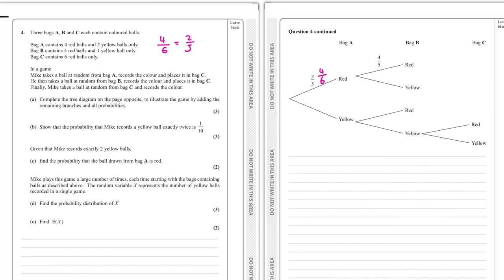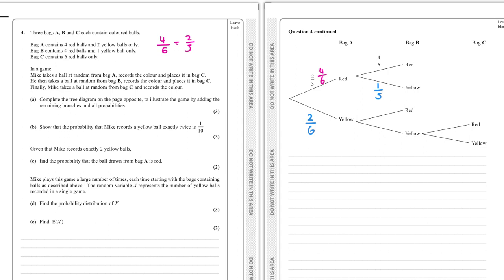So in the yellow bag, currently, how many yellow? 2 out of 6, which is a third. Brilliant. So in the B bag, there's 4 red balls out of 5, and yellow, so that's 1 out of 5 left.